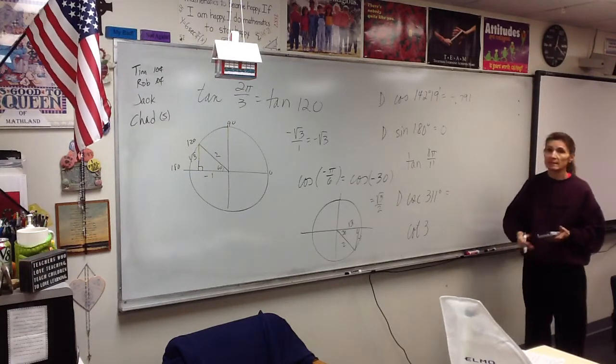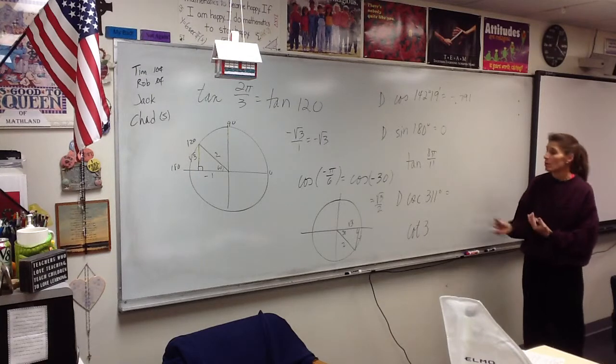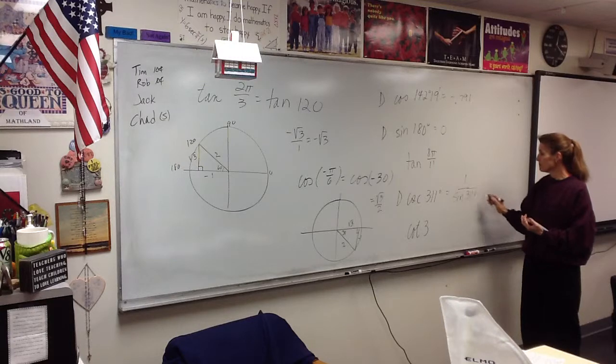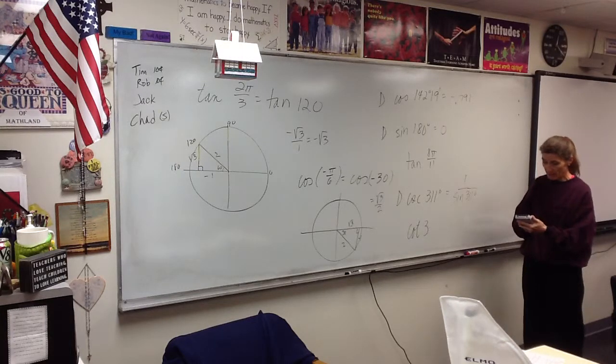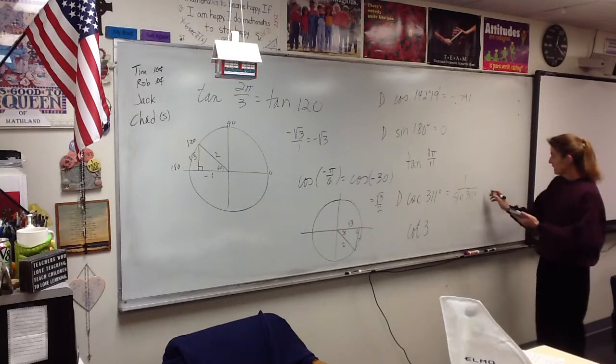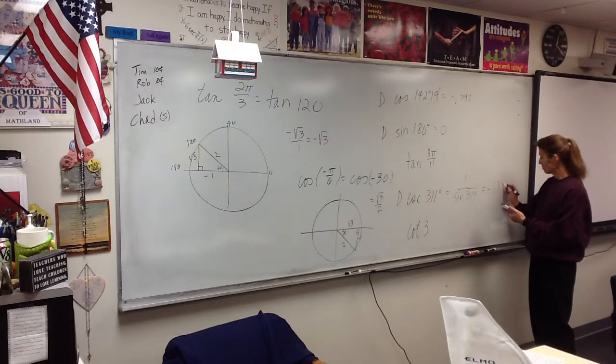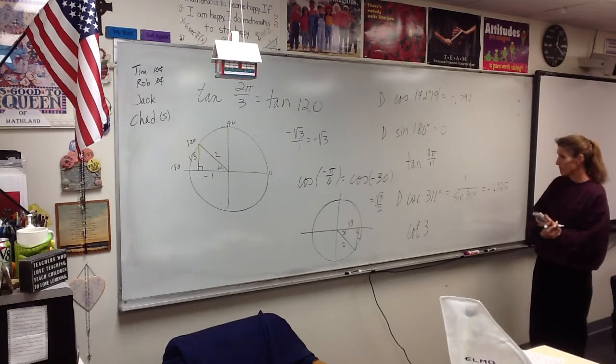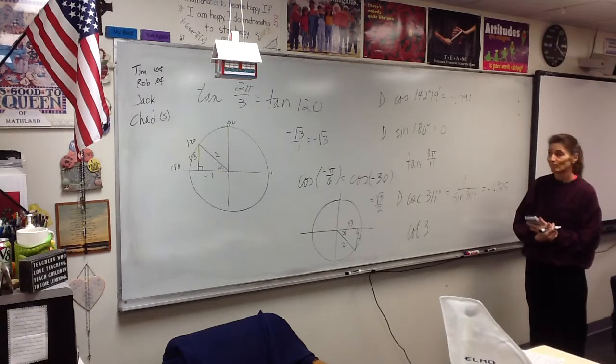Uh-oh, cosecant. How do I type that in? 1 divided by sine, that's exactly right. So I'm going to type in 1 divided by sine 311. And I get negative 1.325. Negative 1.325. Perfect. Now I'm going to go into radian mode.